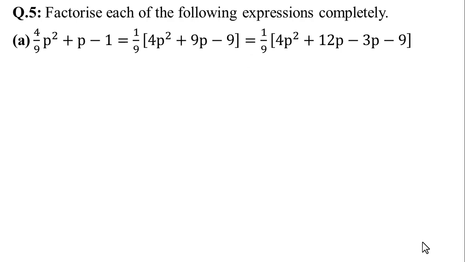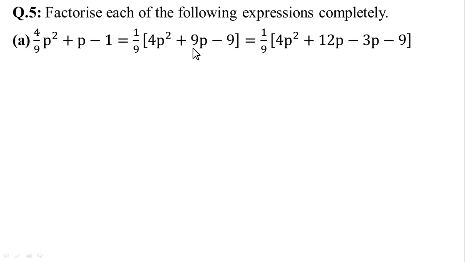Now, given in the first part: 4/9 p squared plus p minus 1. Here the given terms are in fraction form, so we can take 1/9 common in the whole expression. Here we have 1/9 into (4p squared plus 9 multiplied by p, so 9p, and also 9 multiplied by 1, equal to minus 9). So we have 1/9 into (4p squared plus 9p minus 9).